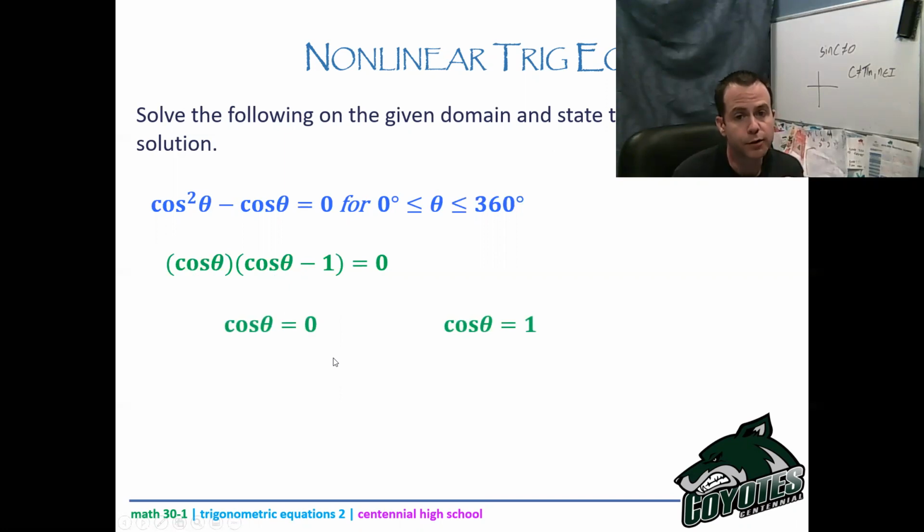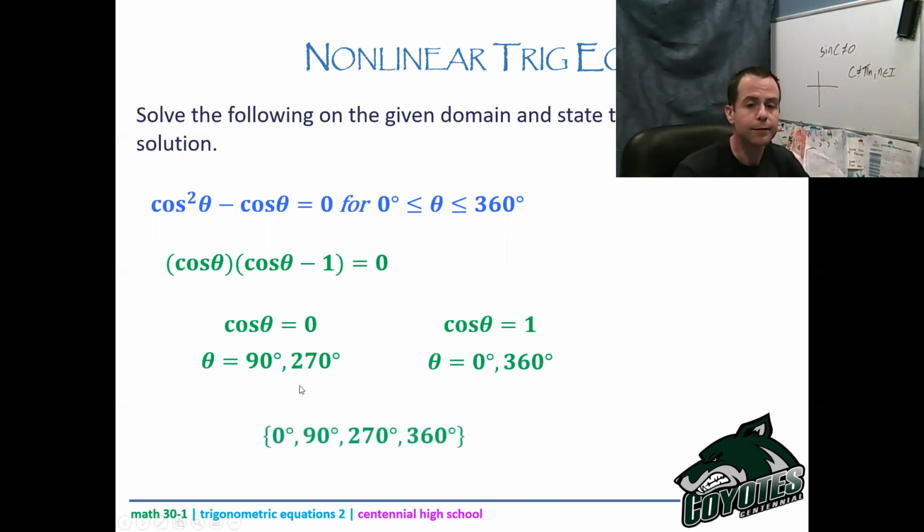Well, where does cos of theta equal 0? That's the x value on my unit circle. I'm looking at 90 or 270. And then where does cos of theta equal 1? I'm looking at 0 or 360. Okay, all of those are viable options within the restrictive domain that I have. So I have 0, 90, 270, and 360.